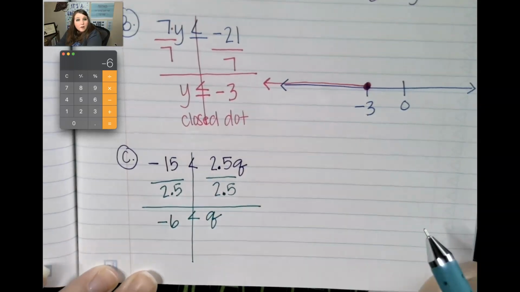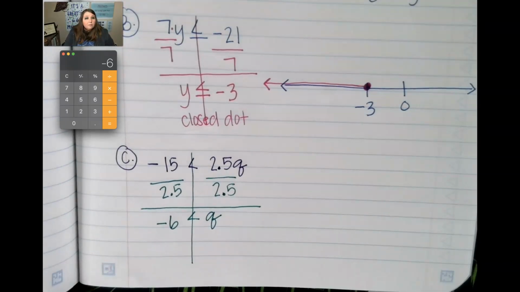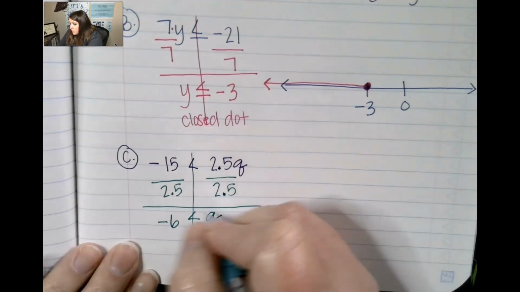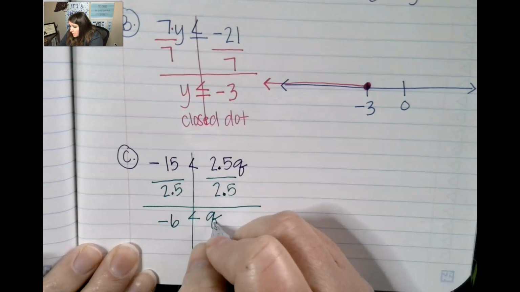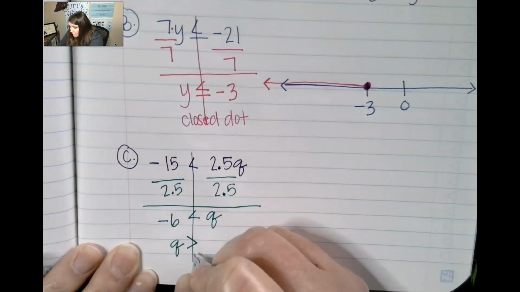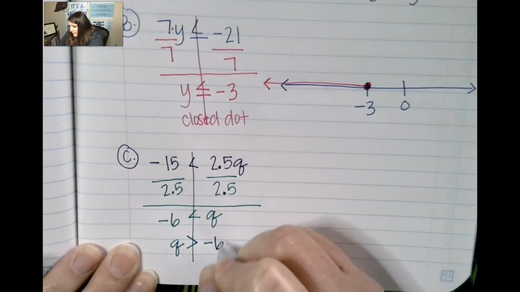Okay, I cannot graph this one. I can't graph it because my letter is not on the left. We need the letter on the left. So we're just going to switch everything around the opposite. So the Q comes over here, I flip my symbol, and I write negative 6.